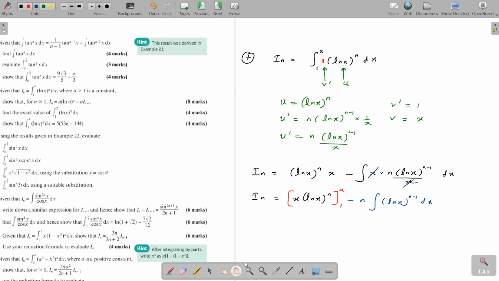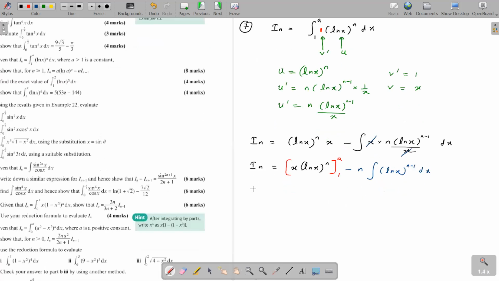Okay, so now let's input our limits. So input a times (ln a) to the power n minus 1 times (ln 1) to the power n. Do you see?